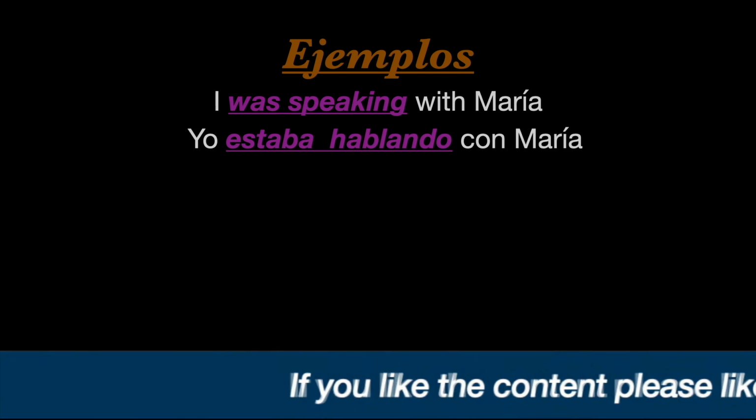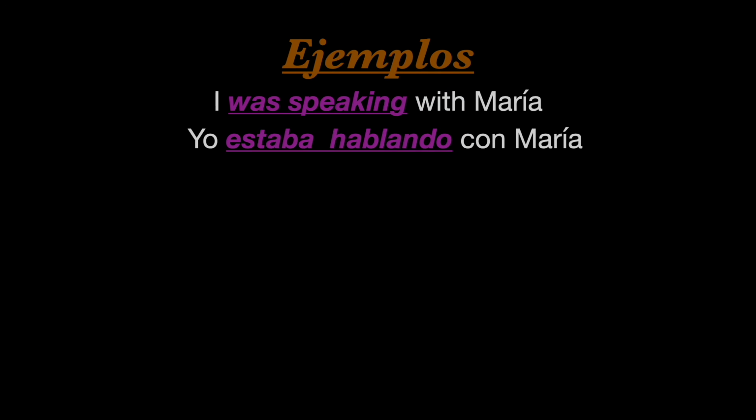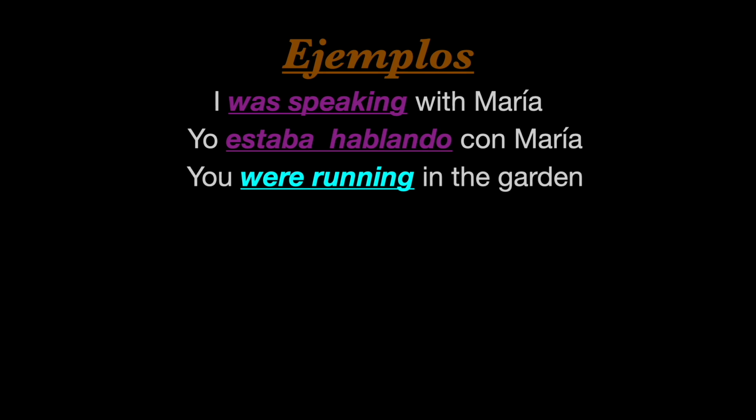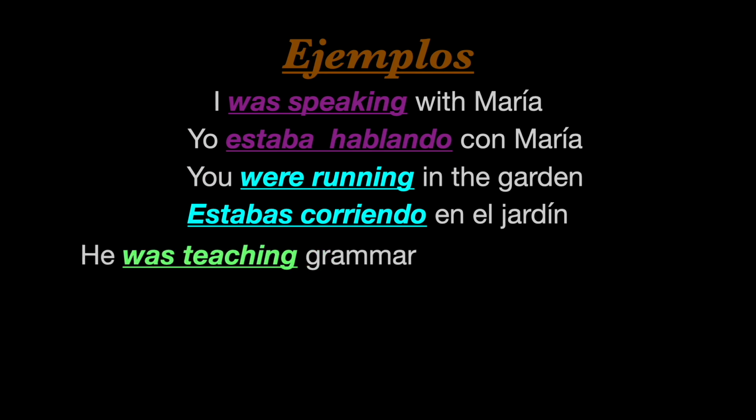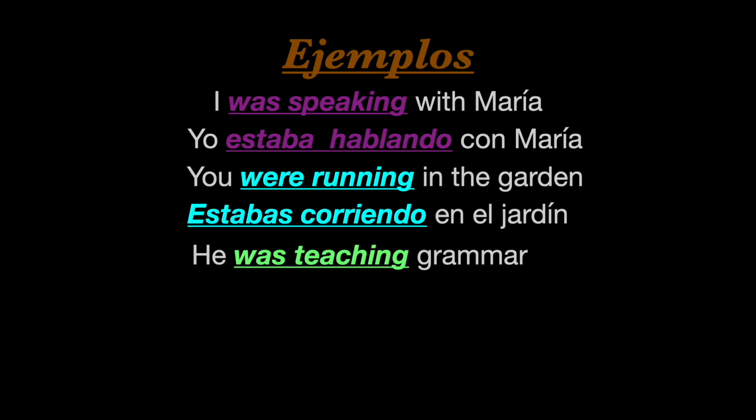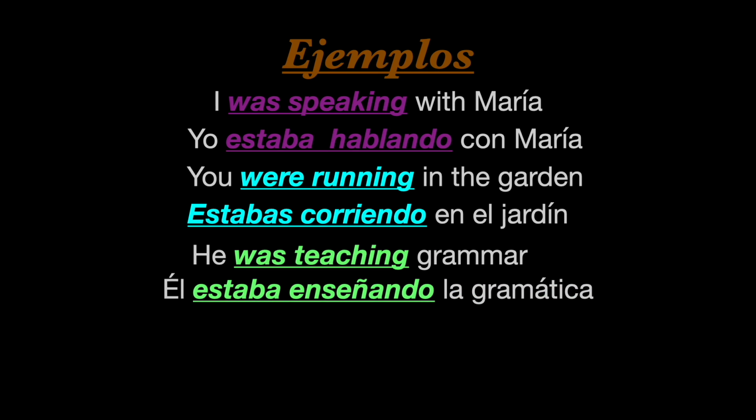Let us see some examples in past continuous tense. I was speaking with Maria. Yo estaba hablando con Maria. Here estar is conjugated as estaba in imperfecto and the gerund remains the same, hablando. You were running in the garden. Estabas corriendo en el jardín. He was teaching grammar. Él estaba enseñando la gramática.